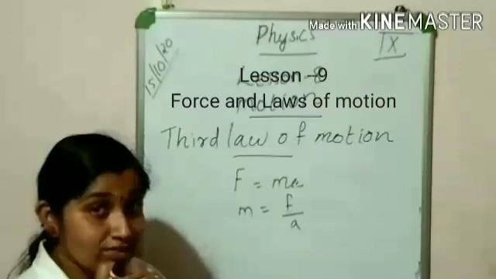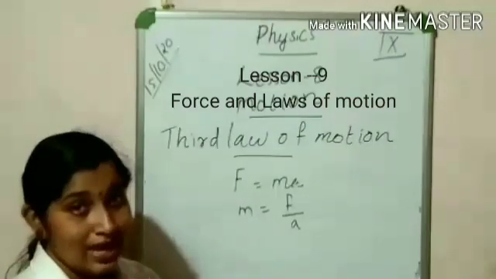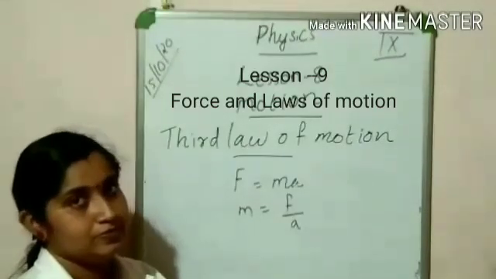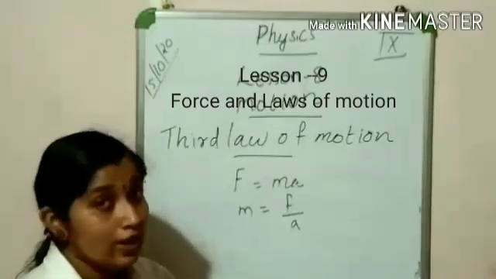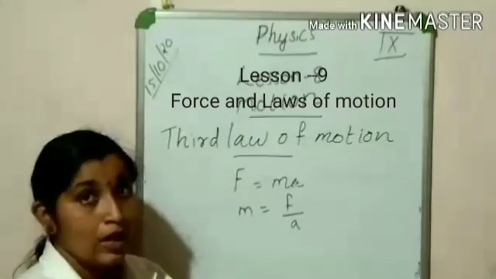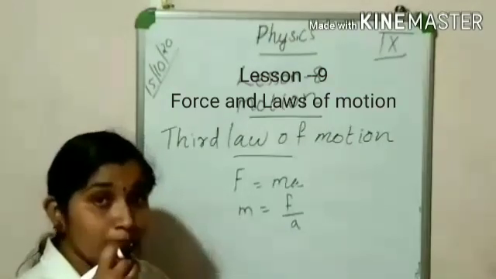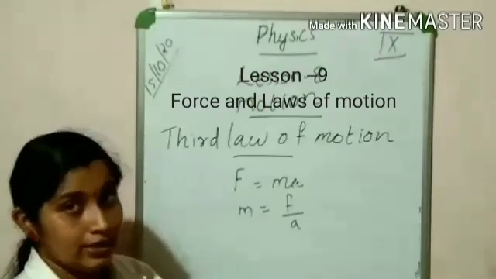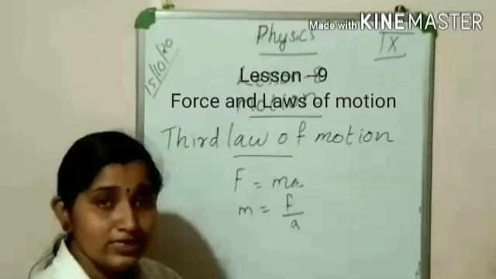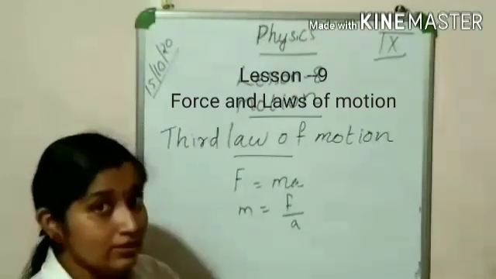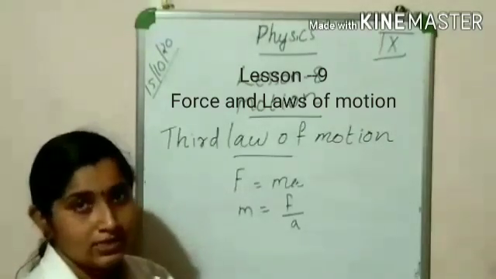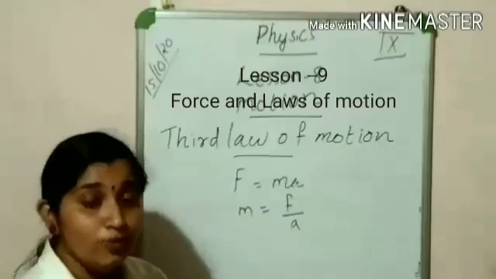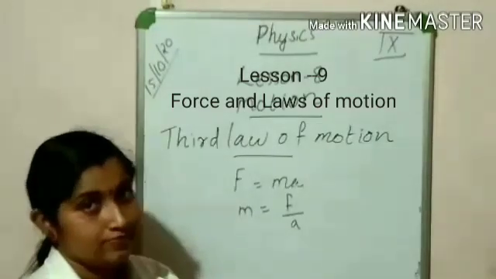As a result of this action and reaction, we can see that the gun recoils. That means the gun moved backward. But the acceleration of the bullet is much more than the acceleration of the gun, because the bullet is less massive than the gun. In this case, the movement of the bullet is the action and the movement of the gun is the reaction.